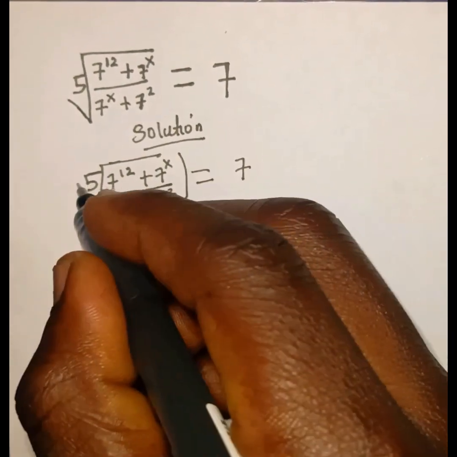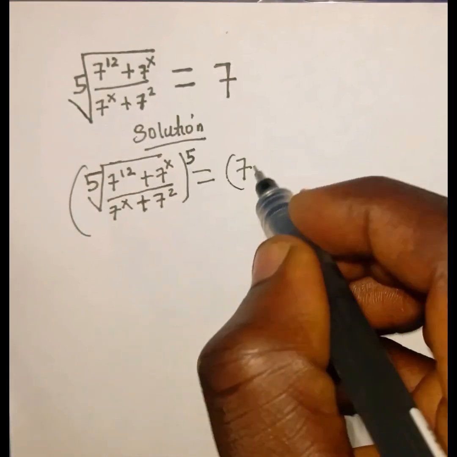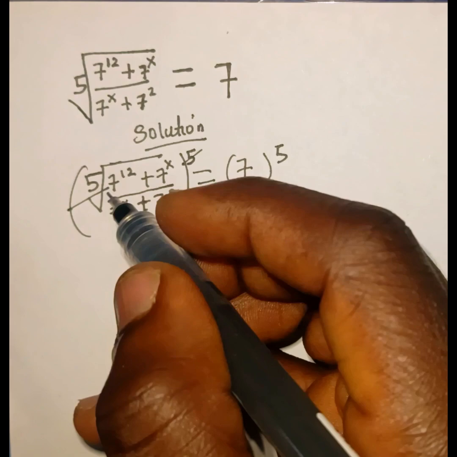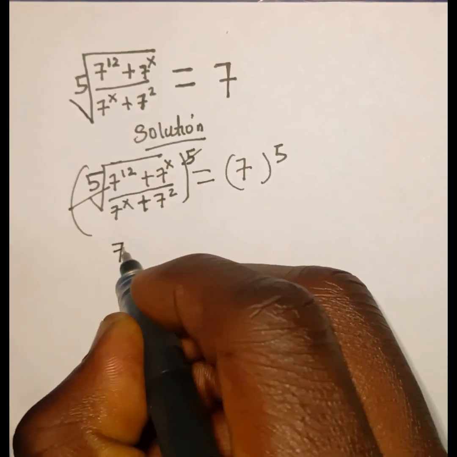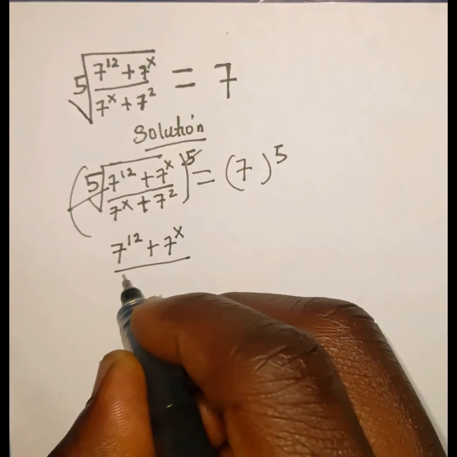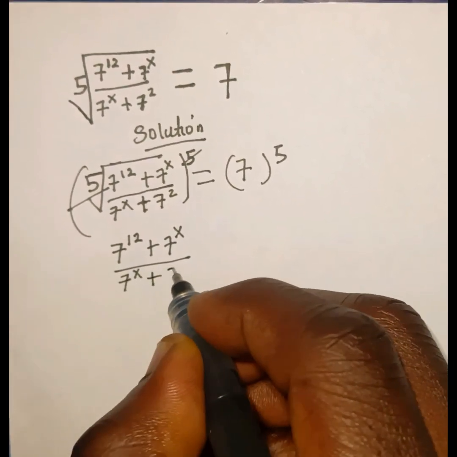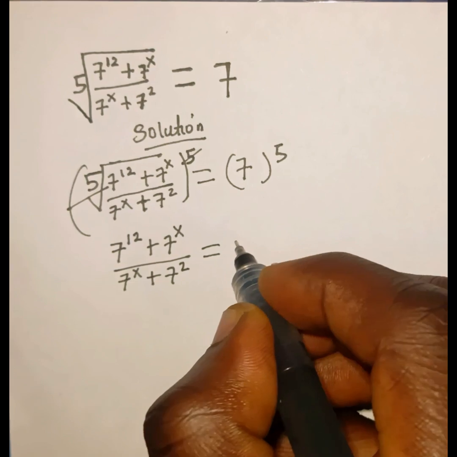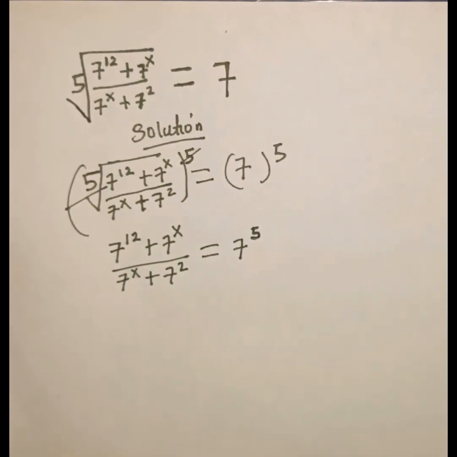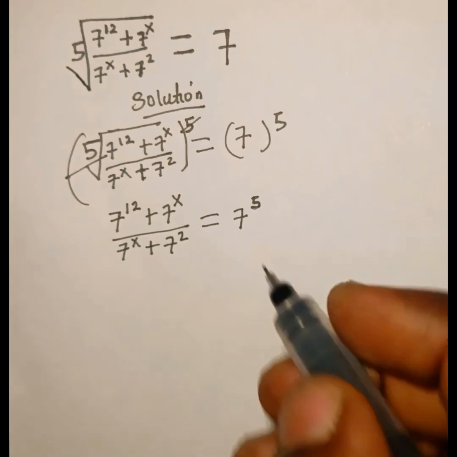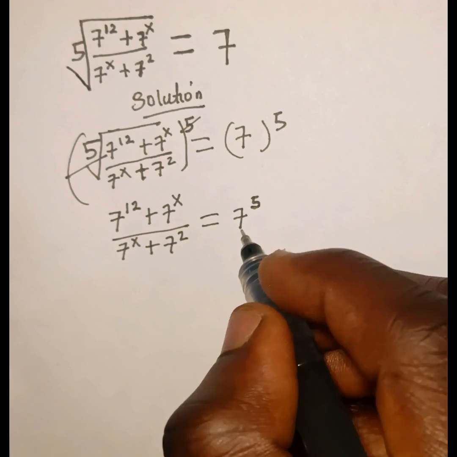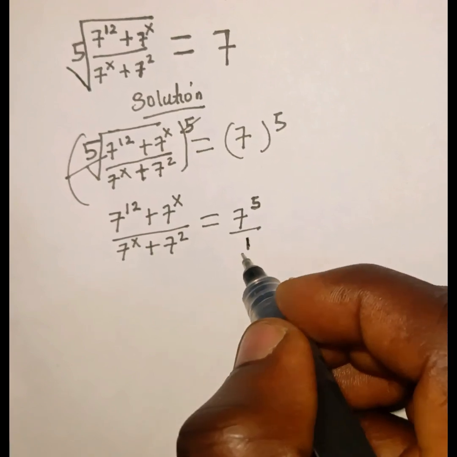So we raise the left hand side to the power of 5 and also the right hand side to the power of 5, so that this power 5 is going to cancel the fifth root. So we are left with just 7 raised to the power of 12 plus 7 raised to the power of x over 7 raised to the power of x plus 7 raised to the power of 2, which is equal to 7 raised to the power of 5. So the next thing we are going to do is cross multiply. Here we have 7 to the power of 5, which can also be written as 7 to the power of 5 over 1 for easy cross multiplication.